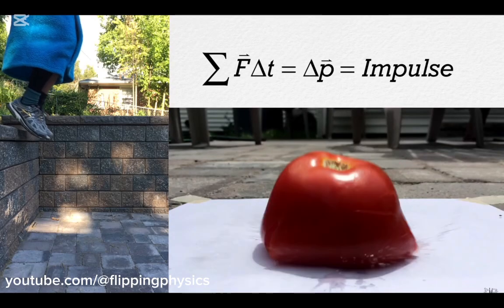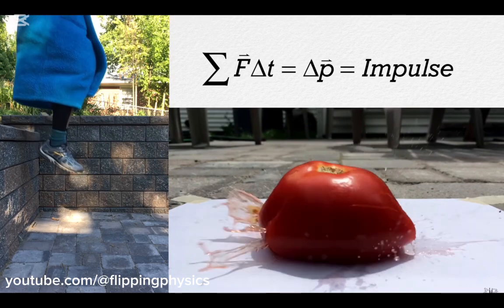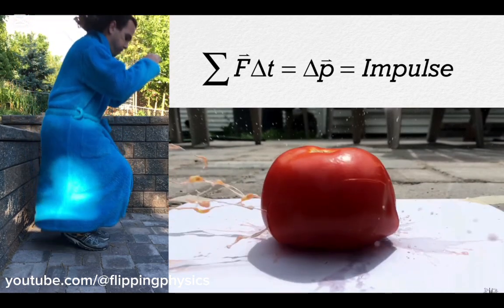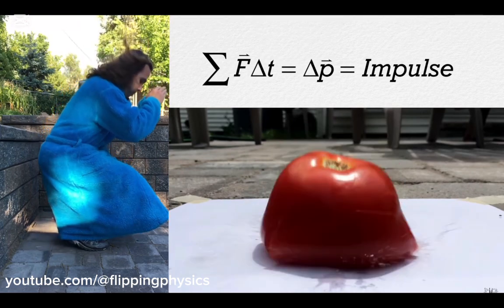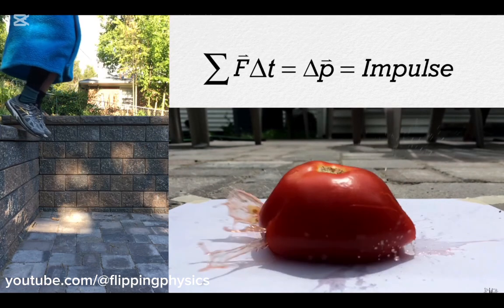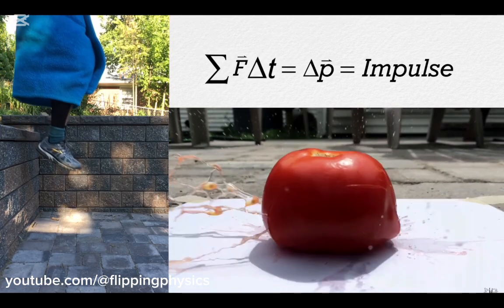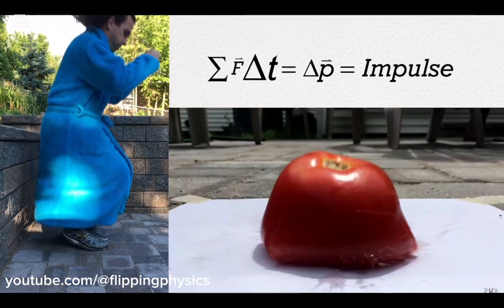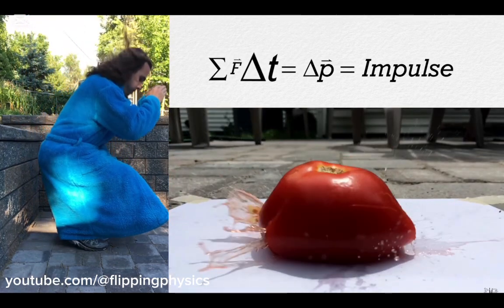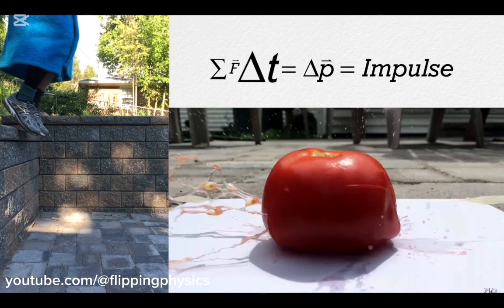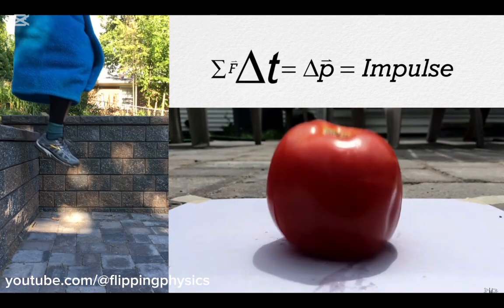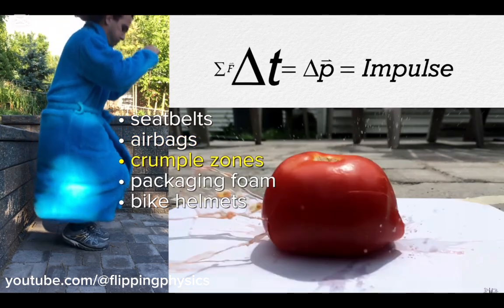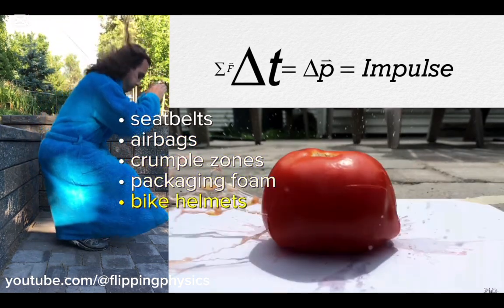And this is because regardless of whether I do or do not bend my knees, the impulse will remain the same. However, bending my knees increases the change in time and therefore decreases the force of impact on my body. Now, there are many examples where we increase the change in time during the collision to decrease the force of impact. Seat belts, airbags, automobile crumple zones, packaging foam, bike helmets.